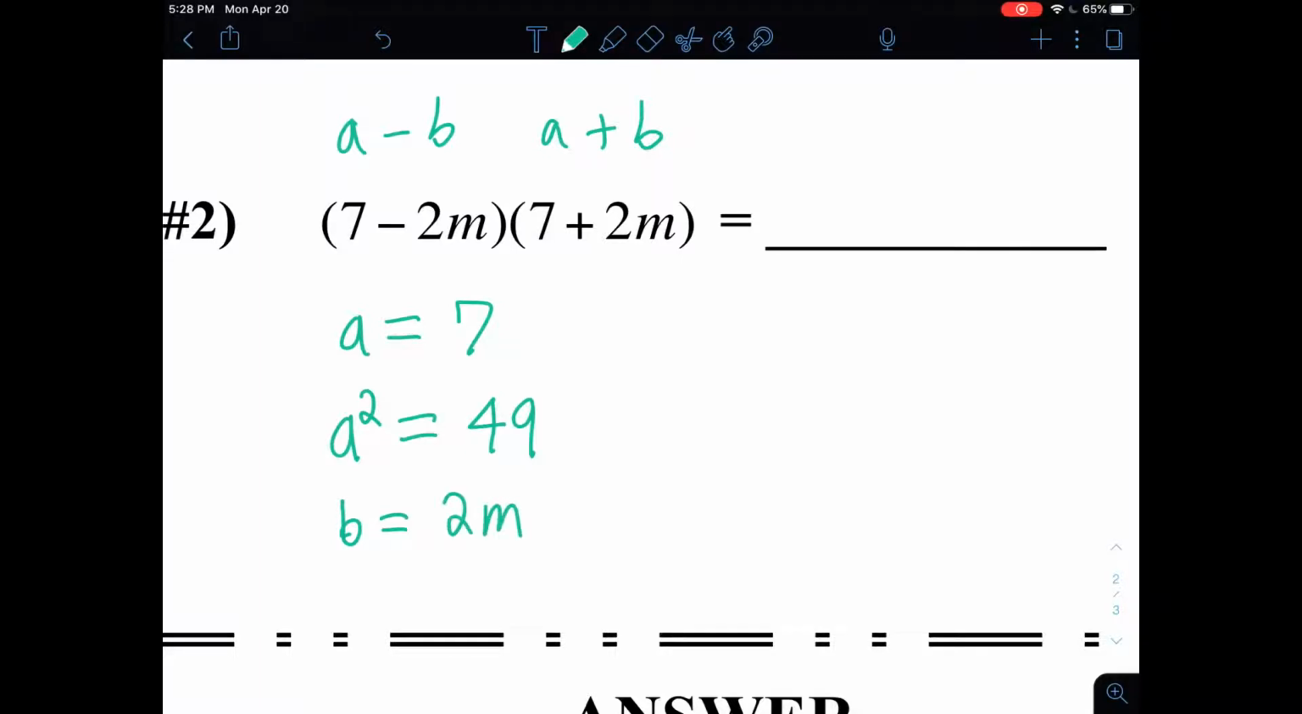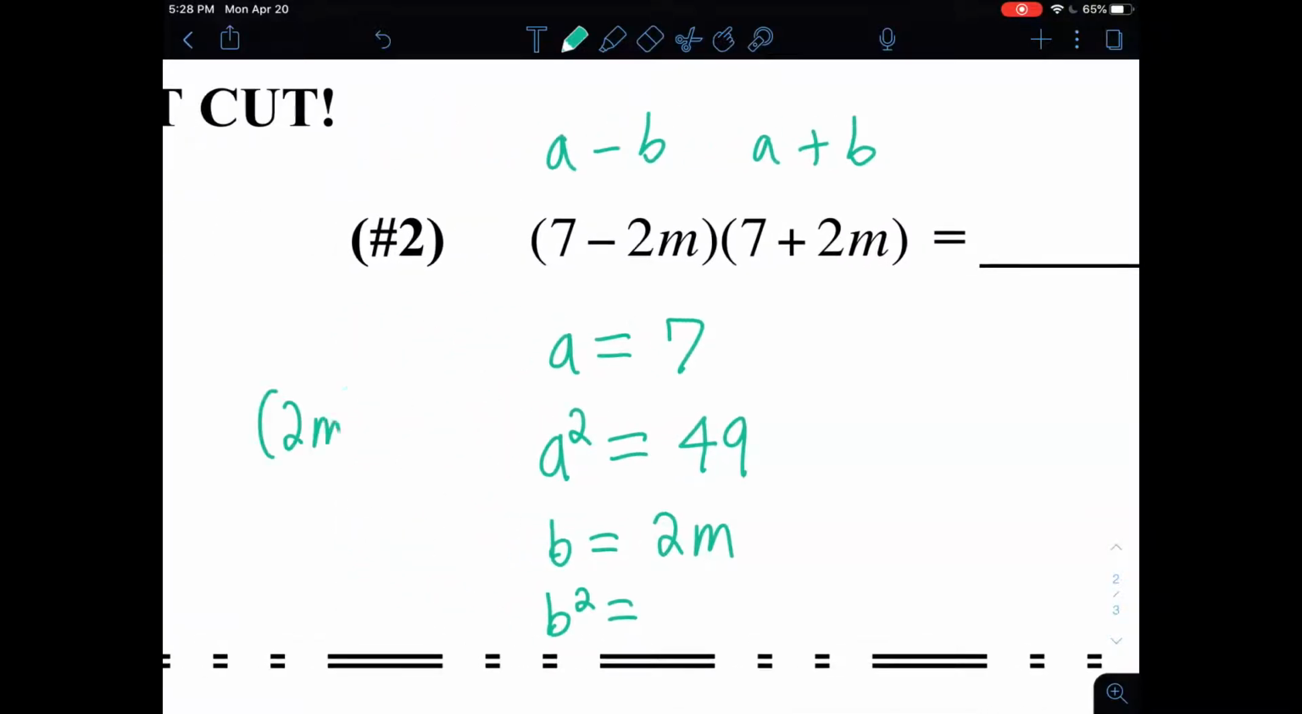And then, what is b? If a was 7, b is going to be 2m, which means b squared, it's a little trickier. What is 2m squared? Remember we do the kind of distribution kind of thing? What is 2 squared going to be? 4, and we got 4m squared. So b squared is going to be 4m squared.